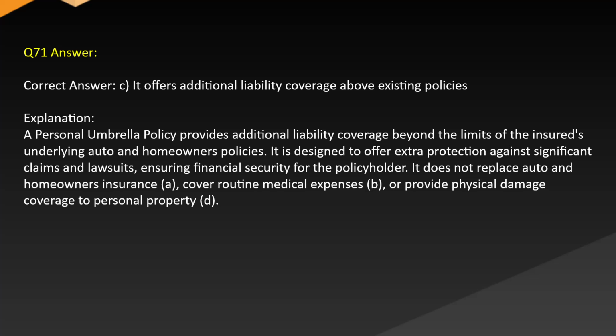Explanation. A personal umbrella policy provides additional liability coverage beyond the limits of the insured's underlying auto and homeowners policies. It is designed to offer extra protection against significant claims and lawsuits, ensuring financial security for the policyholder. It does not replace auto and homeowners insurance (A), cover routine medical expenses (B), or provide physical damage coverage to personal property (D).